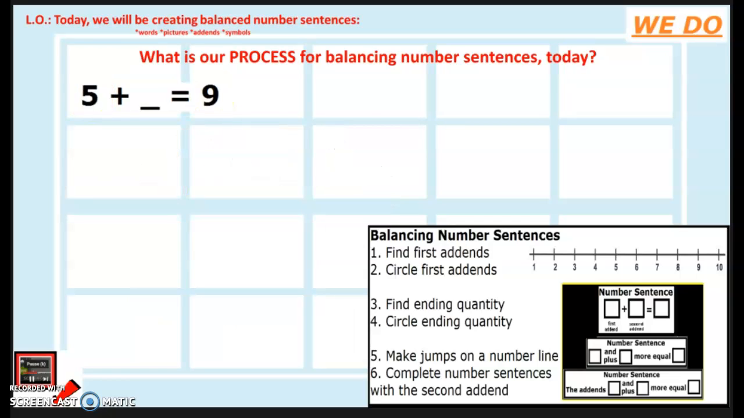Go ahead and go to the next sheet of paper. We're going to get one more done for us. The next one we're going to do is 5 plus blank equals 9. Just like before, go through the whole process and then unpause the video when you're ready to check your answer.